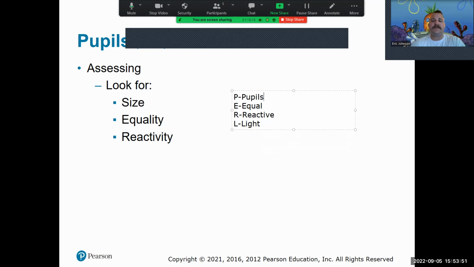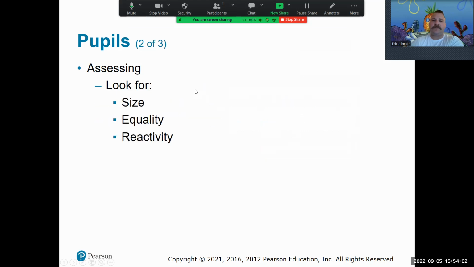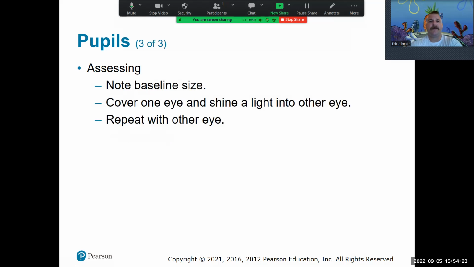So if you're looking at your patient's eyes, we are trying to assess to make sure that they are PERL: pupils equal, and reactive to light. Equal means that they're both the same diameter, and they both respond to light in the same way. When we shine a light into them, they should do what? Yeah, they should constrict. When we remove light, they should do what? Exactly, dilate. So we're checking for PERL: size, equality, reactivity.